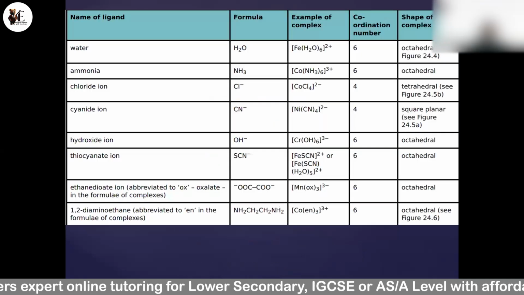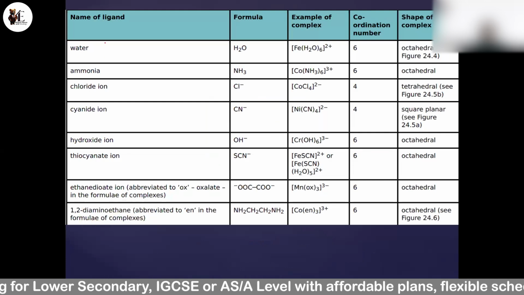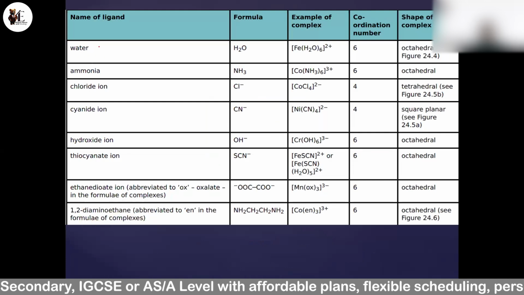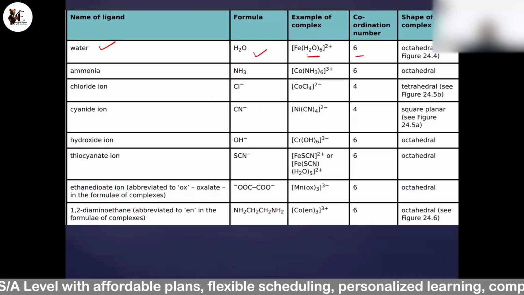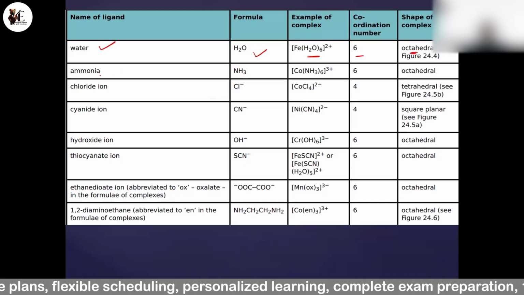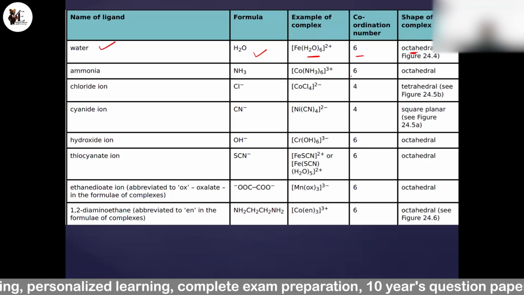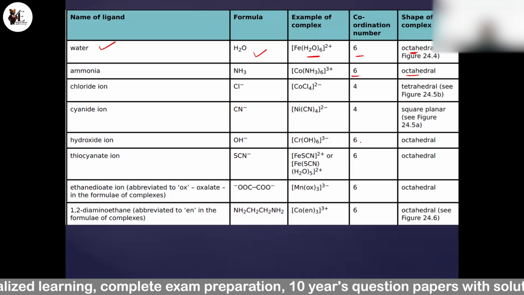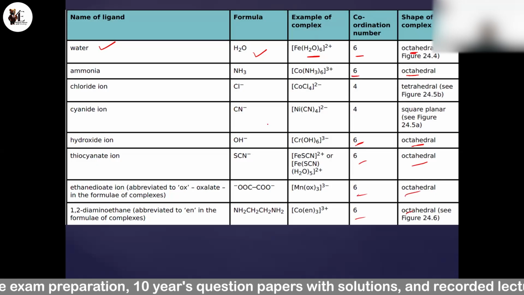See this. This table is very important. Here, this is your water. I am telling you all the ligands which are important. The formula of water you know. The coordination number, you know, is 6. The shape of the complex is octahedral. Similarly, ammonia. Remember that coordination number 6 in your syllabus is octahedral. 6 octahedral, 6 octahedral, like this.